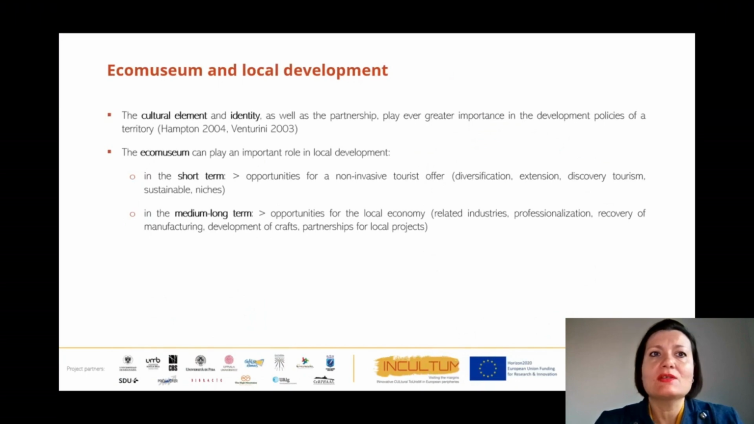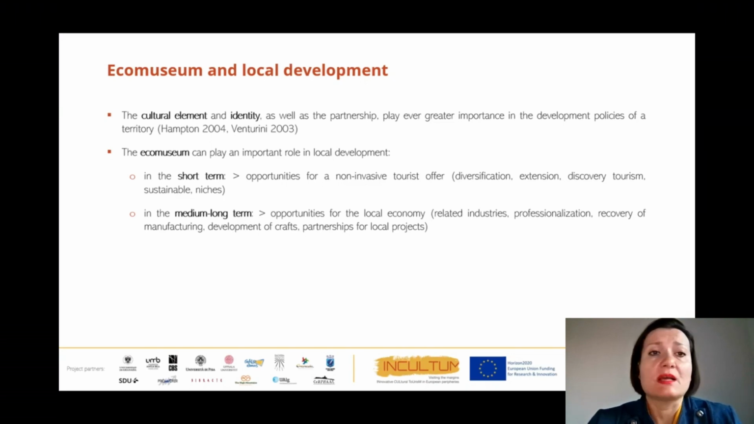We already saw in this course how the cultural heritage and local identity can characterize a tourism destination and make it attractive. In this regard, the role of the ecomuseum becomes even more relevant due to its mission and core activity. In the short term, the ecomuseum can increase the opportunities of the destination for a non-invasive tourist offer, for example in terms of diversification, extension of the stay, but also discovery tourism, sustainable tourism, and providing authentic experiences for niche targets.